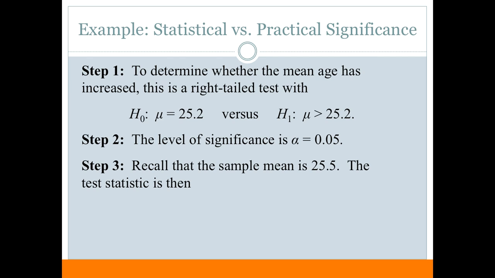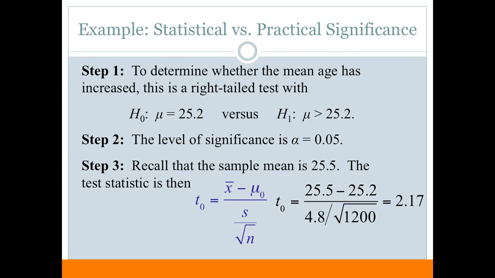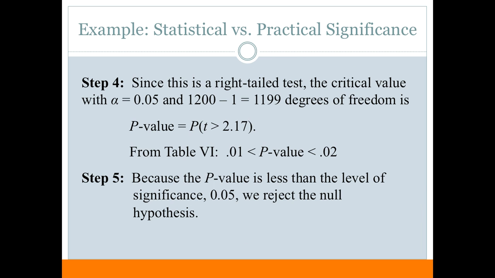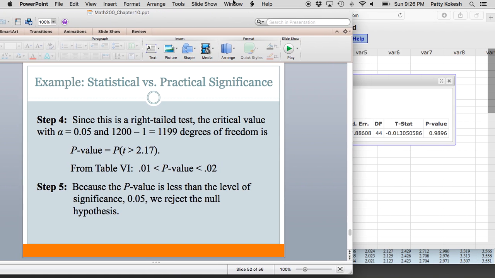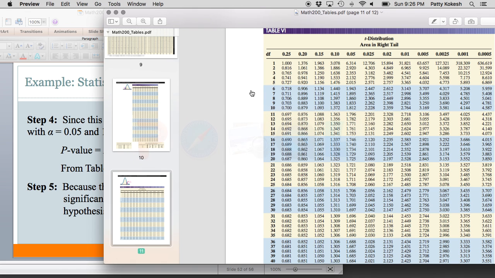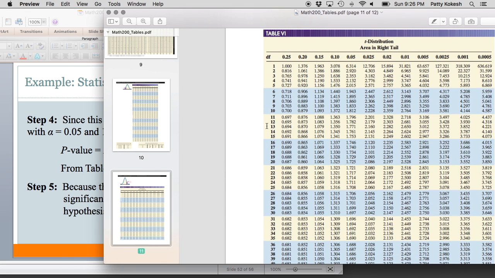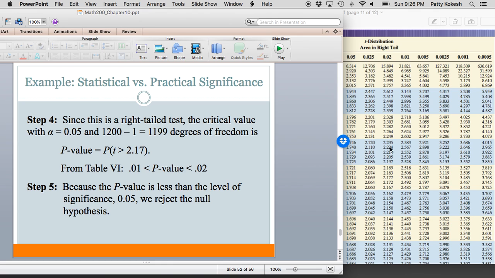Alpha is 0.05. Our sample mean is 25.5, so our test statistic is calculated by taking 25.5 minus the null hypothesis 25.2, divided by 4.8, which is our sample standard deviation, over the square root of 1200, which in this case gives us a test statistic of 2.17. So if I go to my table, let's see, scoot over my table, I have a normal distribution this time.